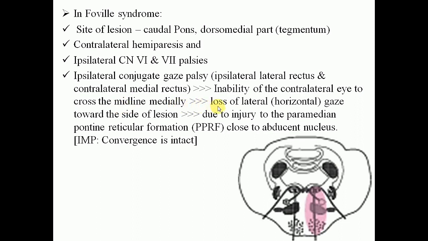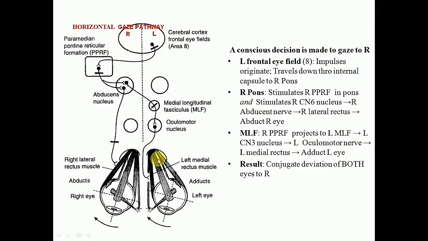So there is loss of lateral, that is horizontal gaze towards the side of lesion, and this is because of injury to the paramedian pontine reticular formation, which is very closely situated to the abducent nucleus here in the tegmentum part of the caudal pons. But remember that convergence will be intact, as such there is no involvement of oculomotor nerve or nucleus, but because there is involvement of paramedian pontine reticular formation, there is conjugate gaze palsy. So let's just summarize the function of the paramedian pontine reticular formation.